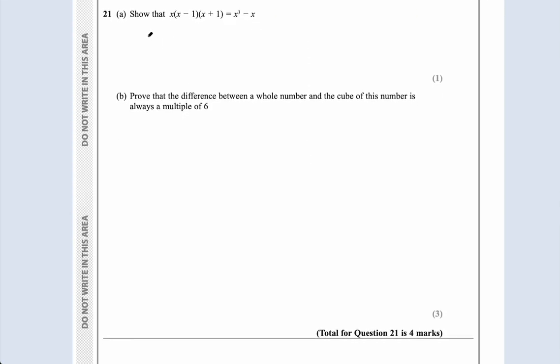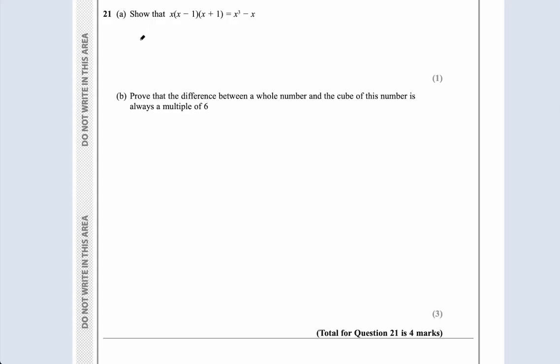21. Show that x times x minus 1 times x plus 1 is equal to this, x cubed minus x. So you basically have to multiply out the three brackets, and this is your answer. So you're not going to use this, you're just going to show this. So we're going to multiply this times this times this. Now you can multiply whichever ones first you want.